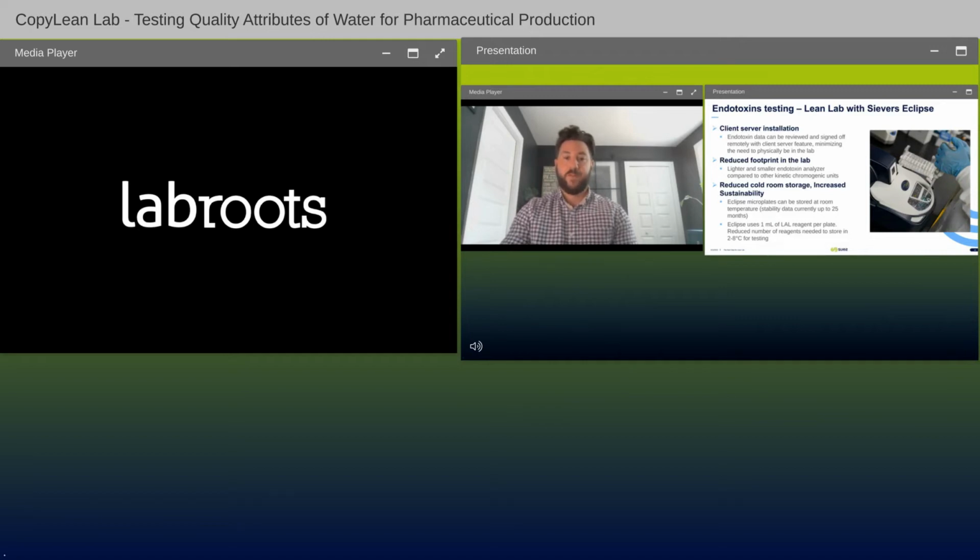On top of having microfluidic technology for BET, there are a few more ways to lean out the lab with the Sievers Eclipse endotoxin platform. There is a client-server installation, so endotoxin data can be reviewed and signed off remotely with the client-server feature, minimizing the need to physically be in the lab, so you can have less footprint in the lab in terms of employees. And then we have the other reduced footprint in the lab. So the endotoxin analyzer itself is lighter and smaller than traditional endotoxin analyzers for kinetic chromogenic units. So you will have more bench space to do other activities.